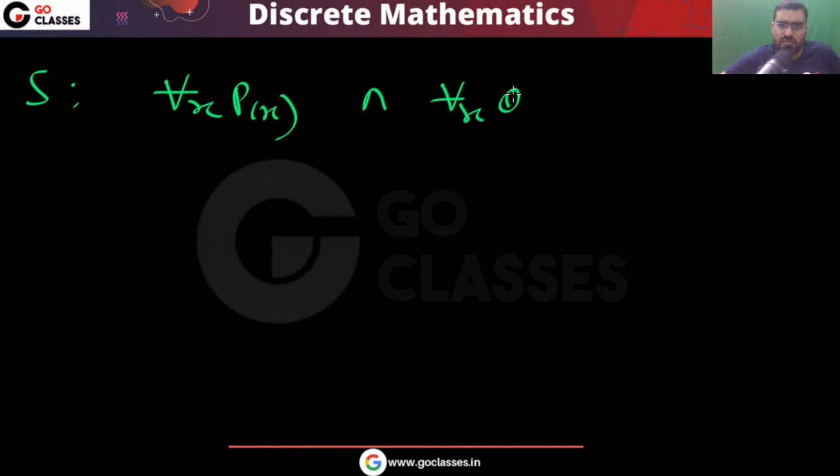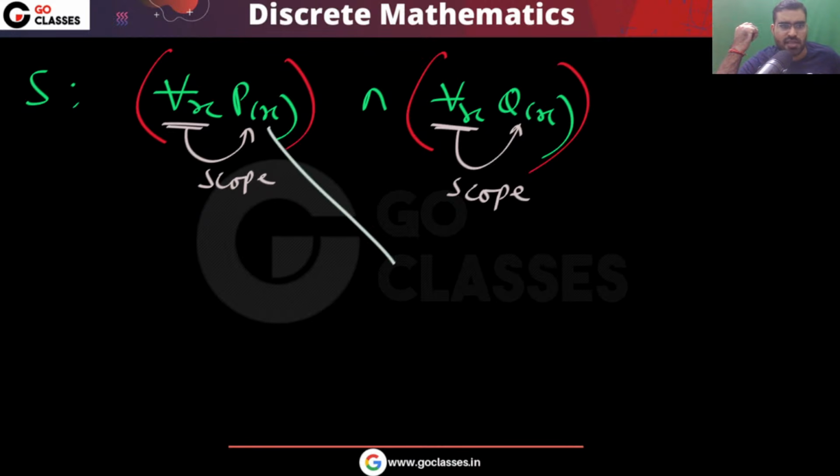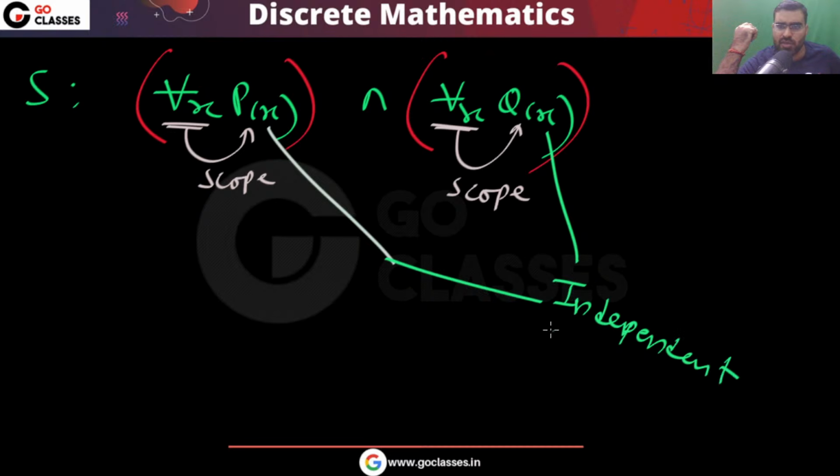Now let's see the next scenario. The next scenario is this. If I give you S like this: for all x Px and for all x Qx. Now you can see that for this universal quantifier, only this is the scope, and for this universal quantifier, only this is the scope. Now remember, these two x are different. Please understand, this x has nothing to do with this x. They are completely independent. They have nothing to do with each other.